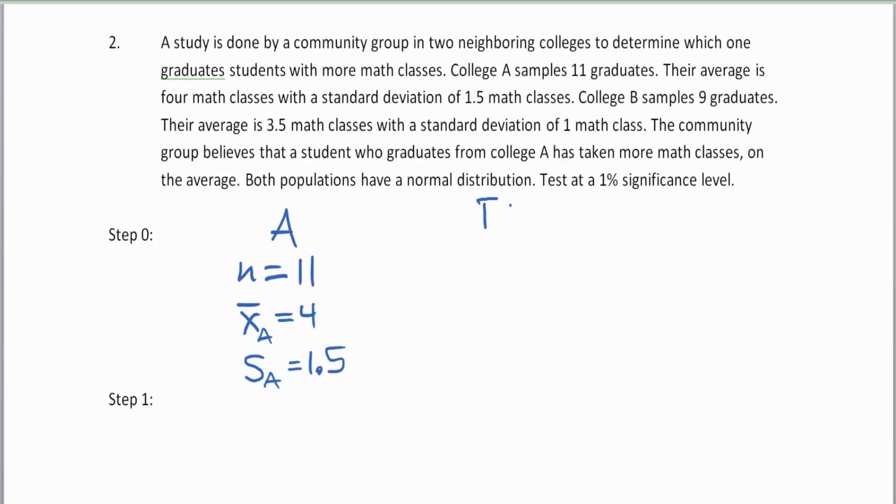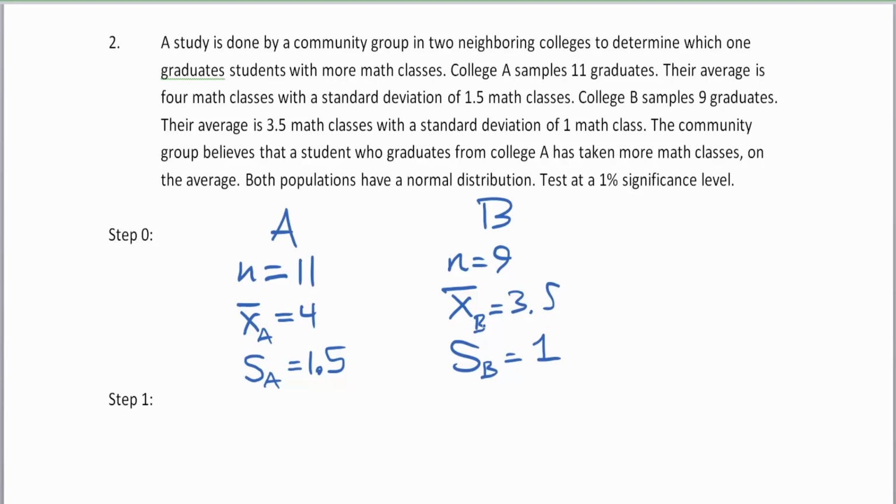College B, okay, here's B, samples 9 graduates. So already I feel like this is going to be the t-test because 11 plus 9 is less than 20. And their average is 3.5 math classes. Okay, 3.5, with a standard deviation of 1 math class. Okay, there's our standard deviation of B. This is why it's nice to have the step 0, just so you can organize everything when you type it in.